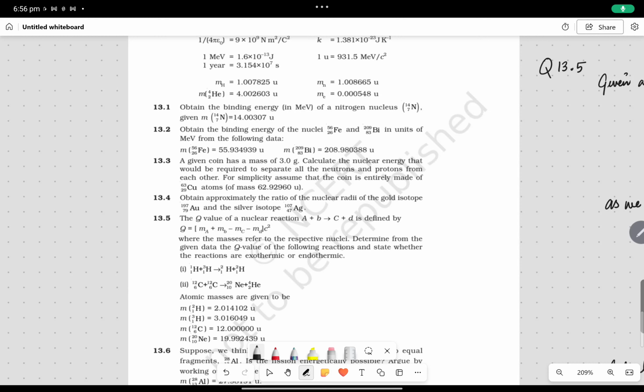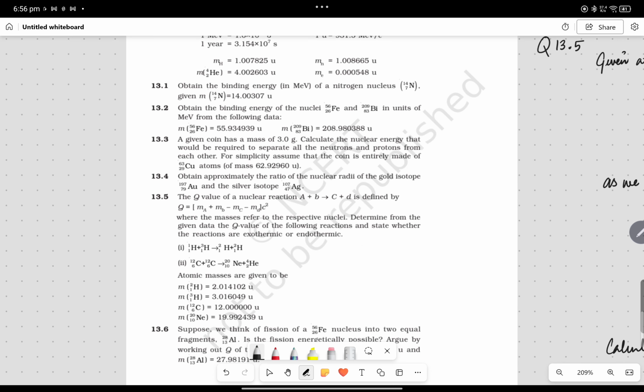So this is question number 13.5, and in this question we have the Q value of a nuclear reaction A plus B gives C plus D, defined by Q is equal to (MA plus MB minus MC minus MD) into C square, right? So that is the basic formula of Q value, where the masses refer to the respective nuclei. Determine, for the given data, the Q value of the following reactions and state whether the reactions are exothermic or endothermic, right? So these are the basic reactions that are happening here.